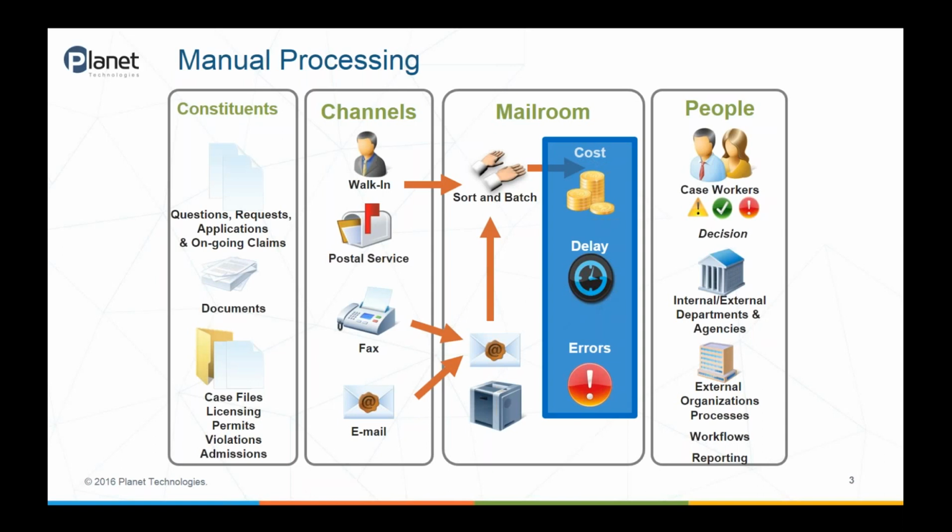And that affects the people, both the caseworkers on the government side who are trying to do the best they can for their citizens and constituents, trying to track this process down, trying to streamline it, trying to make sure it isn't fraught with errors, as well as the external organizations we might be working with, third-party organizations. Manual processing, again, is expensive, causes delay in responsiveness to our constituents and to our partners, and has the opportunity to be filled with errors.